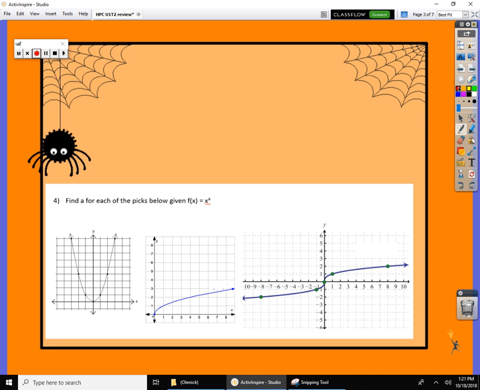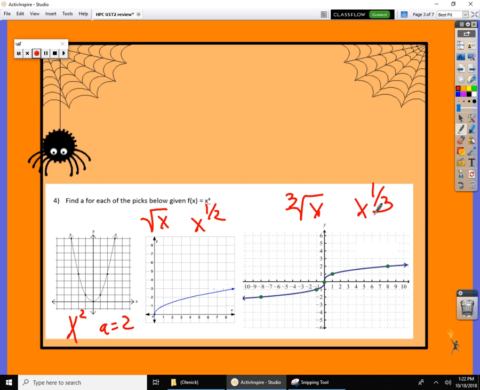Okay, so let's look at the first one. This is a graph of what? X squared, which means a is equal to 2. This is a graph of, so write it using exponents. So you said the square root of x, which is x to the 1/2. What is this a graph of? Cubic, which is x to the 1/3. Cool?